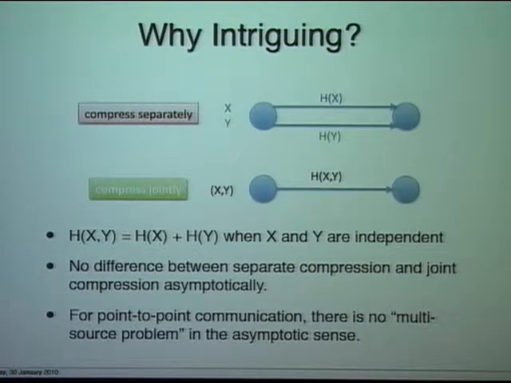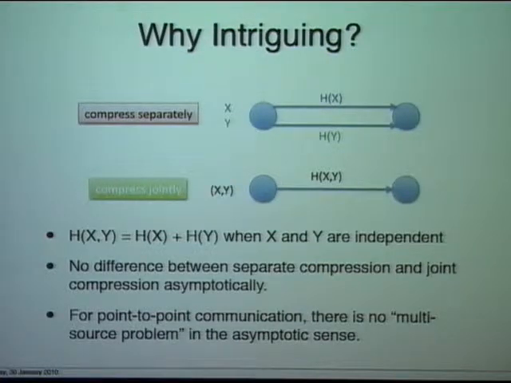Now, let's consider this situation in which we want to communicate from one point to another point. On the left-hand side, we generate 2 information sources, x and y. If we compress x by itself, then it takes about H of x number of bits, approximately. And if we compress y by itself, it takes entropy of y number of bits, approximately. On the other hand, if we compress them jointly, then it takes this number of bits, approximately. However, when x and y are independent, we know this equality, which says that entropy of x and y is equal to entropy of x plus entropy of y.